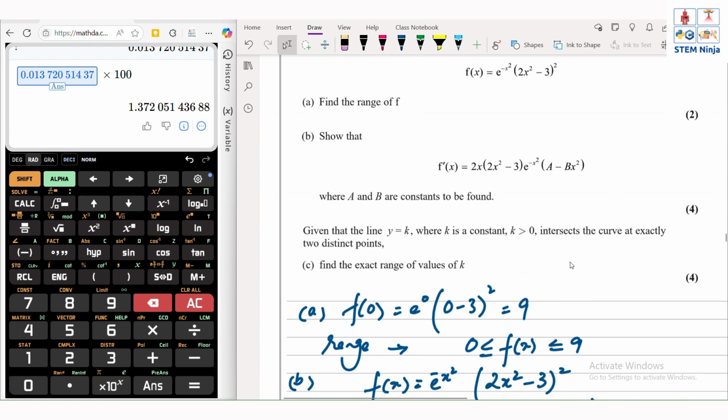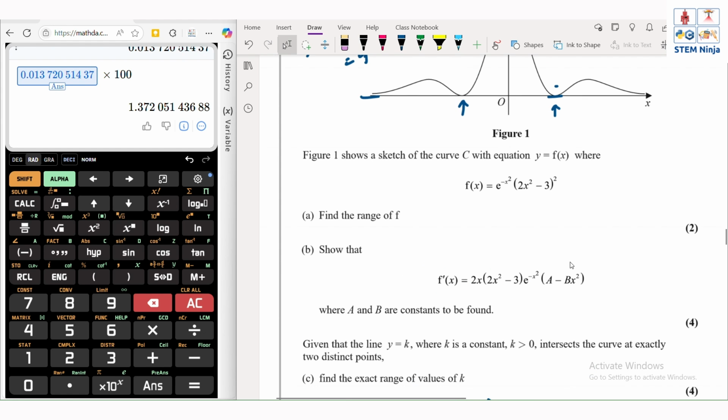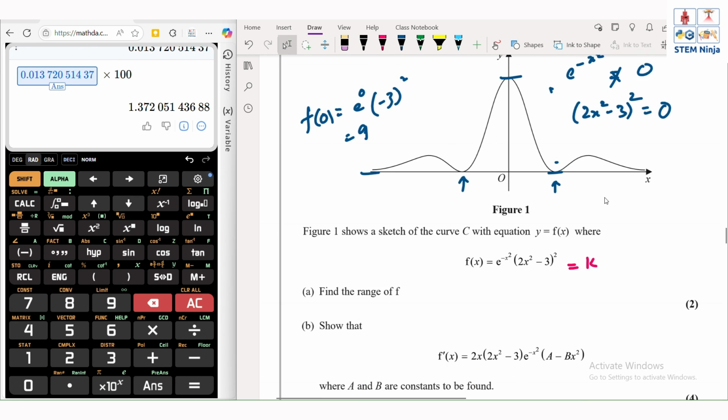So given that the line y is equal to k, where k is a constant, intersects the curve at exactly 2 distinct points. Find the exact range of values of k. So y is equal to k, so basically this equals some k. This is intersecting the curve at exactly 2 distinct points. Find the exact range of values of k.